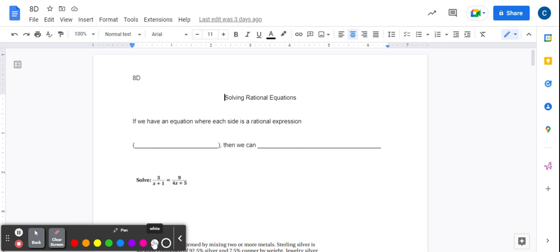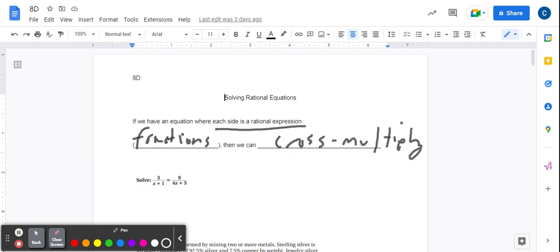All right. Continuing solving rational equations. This note sheet will probably be a little bit easier than 8C because we can apply some stuff and sort of expedite some of these processes here. Again, rational expressions are just fractions. Now, if we have an equation where each side is a rational expression, we can cross multiply.